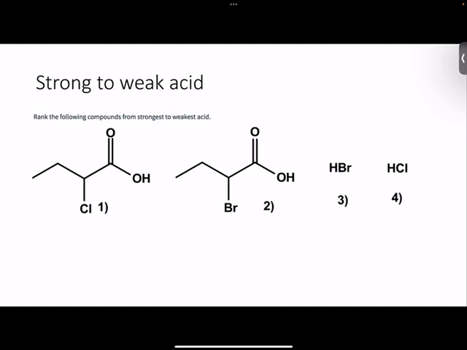Okay, strong to weak acid. Rank the following compounds from strongest to weakest acid. Okay, let's see. Okay, so when we're doing acidity, we have to first draw the conjugate base for each one. Conjugate base, remember, is what's left. So then we have to draw the compound without the hydrogen atom.